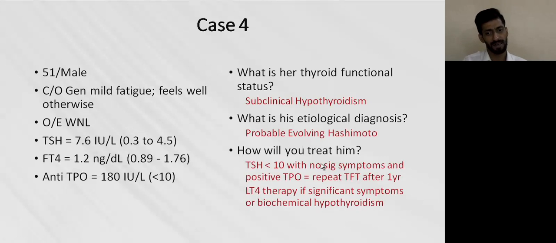So it's quite easy to say. Here, I would approach this problem like this. A TSH less than 10, no significant symptoms, but positive TPO needs more closer follow-up. So annual thyroid function testing. When he becomes biochemically hypothyroid, I will start treatment. What are the indications for the therapy? Either they should have significant symptoms, then you can consider low-dose levothyroxine. Mild generalized fatigue is not a significant symptom. Or if they are in biochemical hypothyroidism.